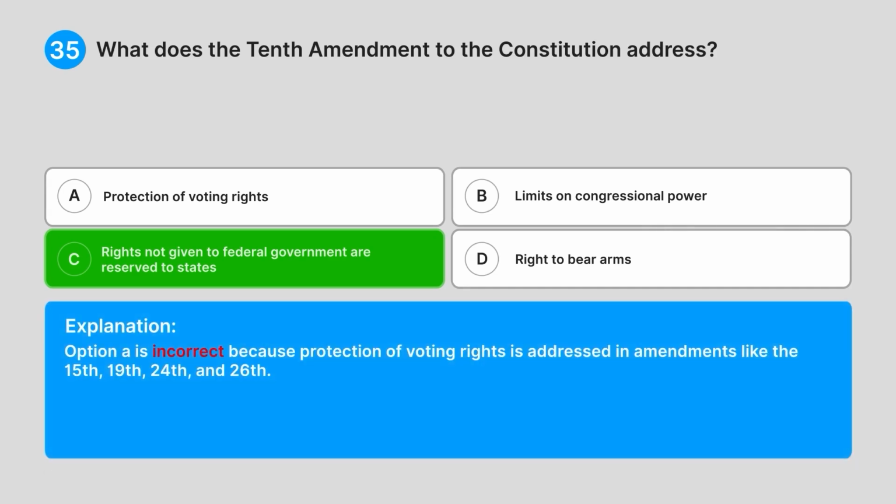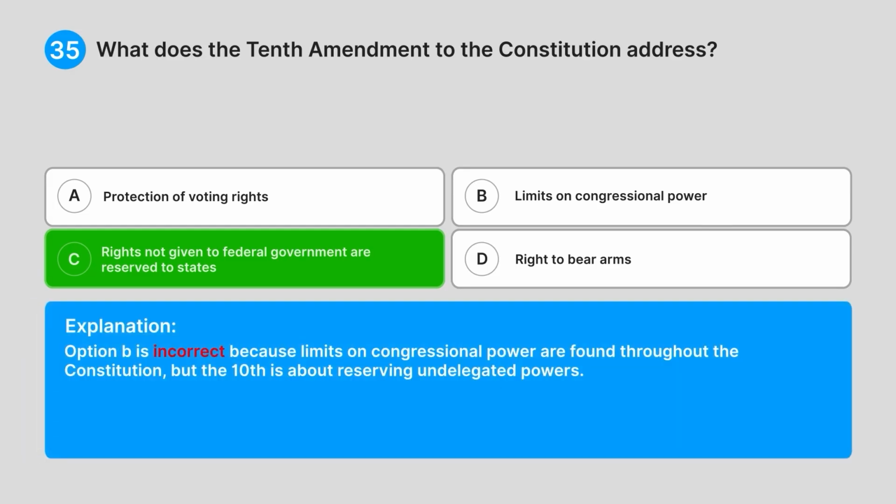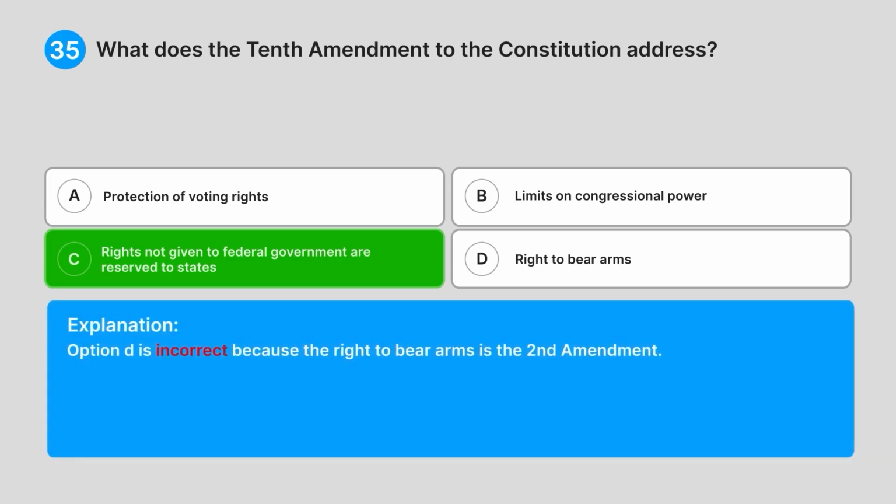Option A is incorrect because protection of voting rights is addressed in amendments like the 15th, 19th, 24th and 26th. Option B is incorrect because limits on congressional power are found throughout the Constitution, but the 10th is about reserving undelegated powers. Option D is incorrect because the right to bear arms is the Second Amendment.